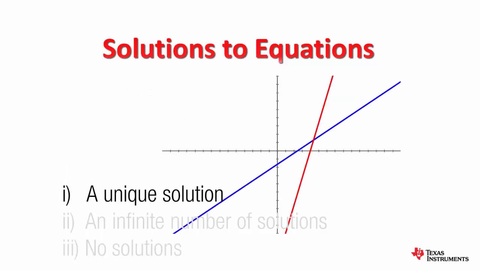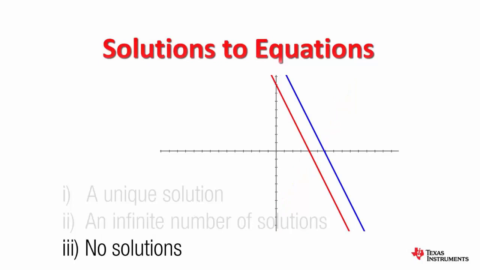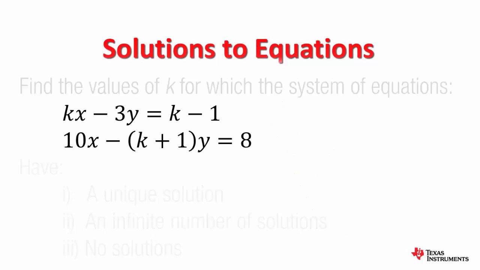Now, the little bit of theory behind all this is that for a unique solution, the two straight lines intersect in a single unique point. In other words, the two straight lines have a different gradient. For an infinite number of solutions, the two straight lines are in fact the same straight line, and therefore the gradients are the same, and also the y-intercept is the same. For no solution, we want the lines to be parallel, but have a different y-intercept. Okay? Alright, so let's try this problem out.